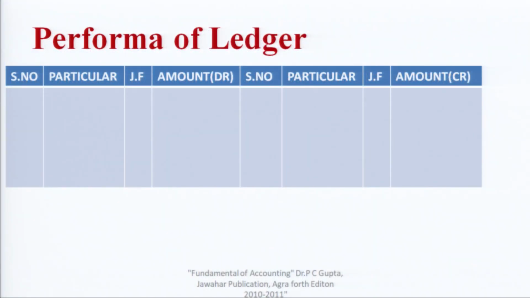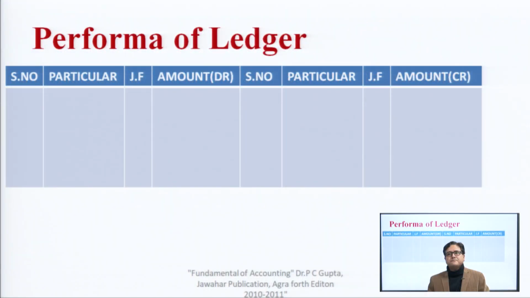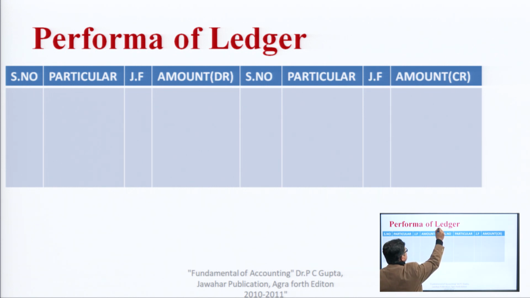Friends, this is the proforma of a ledger. We can see there are two similar sides: one side is debit and one side is credit. In this proforma, when we do the ledger entry, we first write the name of the ledger we want to create. Like here I want to write, say, purchase account.